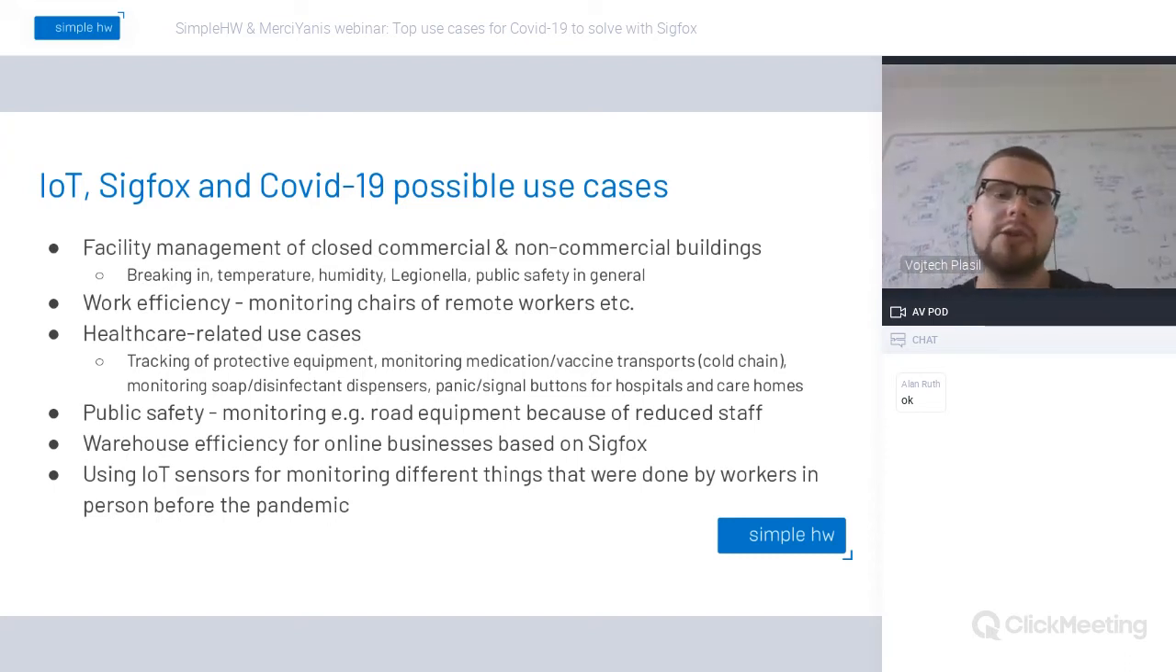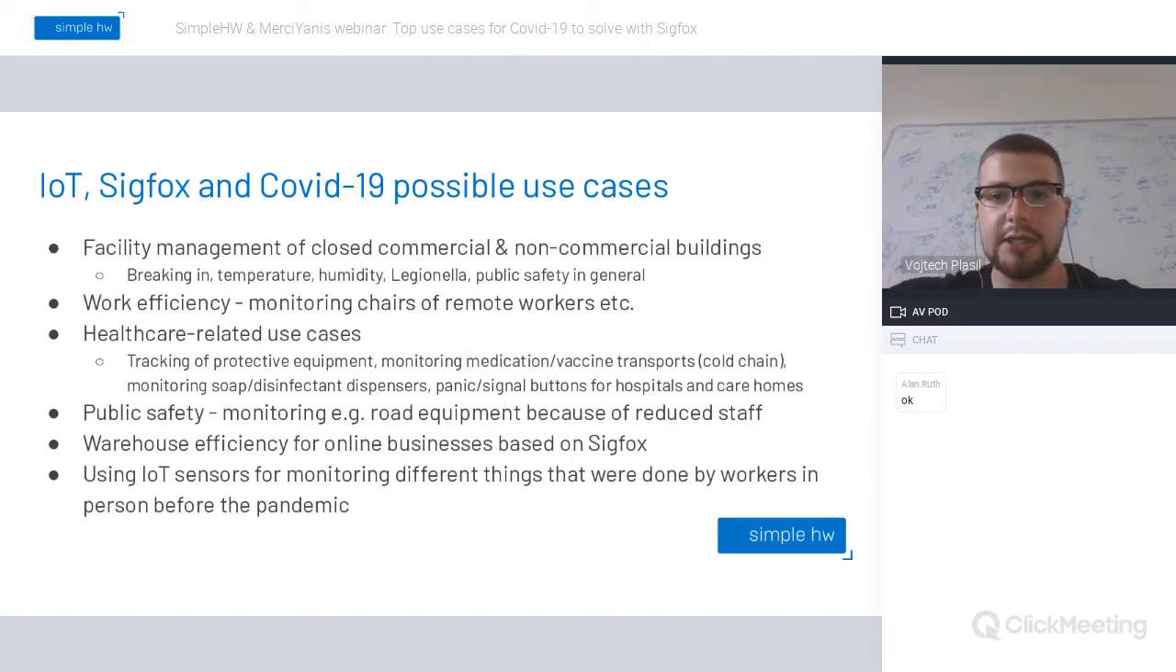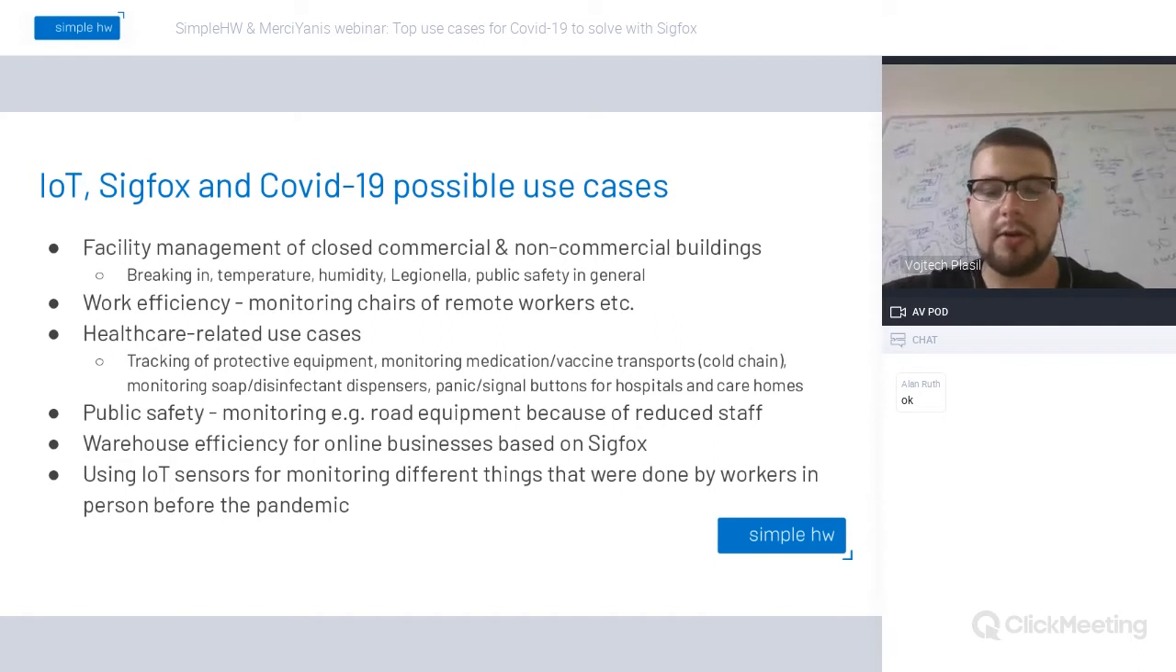Then, of course, you have monitoring dispensers of disinfection and stuff like that, taking care of the facility of the hospital itself. You know, a lot of things come into mind, transporting medication and vaccines, which requires a certain constant temperature. You can do that with IoT devices. You can both track the package and monitor the temperature at the same time. It's, of course, possible to do this, stuff like that.